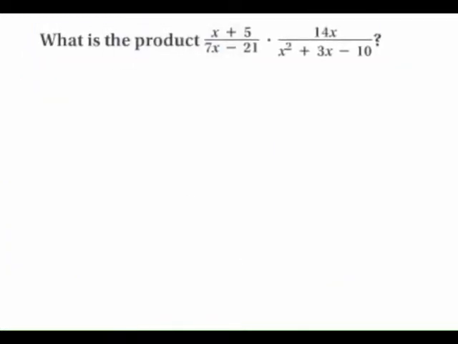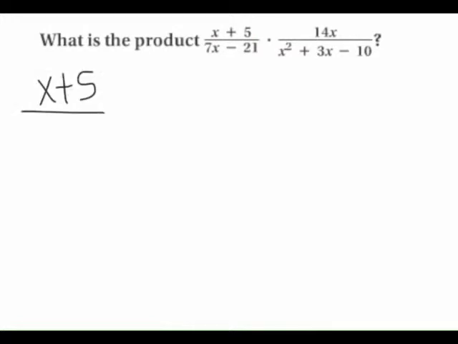Alright, here we are asked to find the product of two rational expressions, x plus 5 divided by 7x minus 21 and 14x divided by x squared plus 3x minus 10. Now, this looks scary, but don't worry about it. All it means is simplify this gigantic rational expression here. Now, we have a multiplication sign in the middle, and you'll see what that means in a second. All right, now, first step, can we factor out anything from x plus 5? Well, no. There's no GCF, so we're going to keep x plus 5 the same.